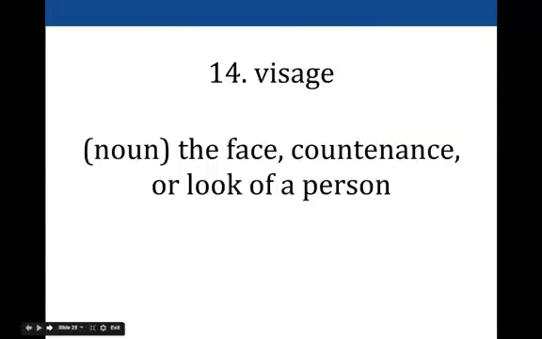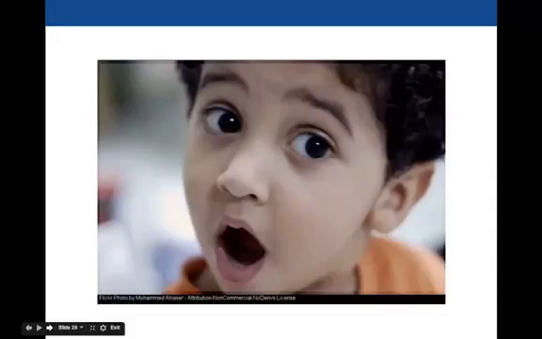Visage, visage, I've heard this word said both ways, kind of tomato, tomato, refers to the face. And a lot of times in old literature or literature written a long time ago, I know that Jane Austen novels always talk about a person's visage, their face, their countenance, the look of them. So just think of it as kind of synonymous with face. And here's a cute face that I thought might help you remember visage.